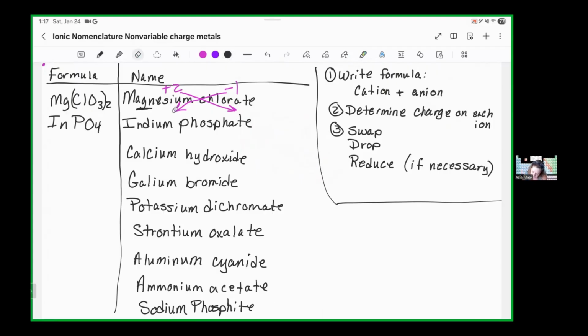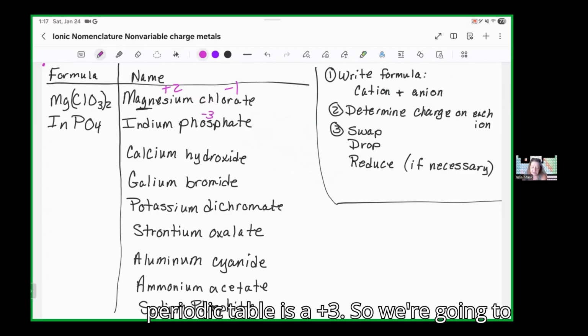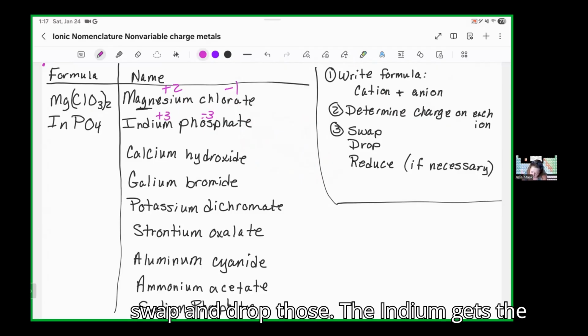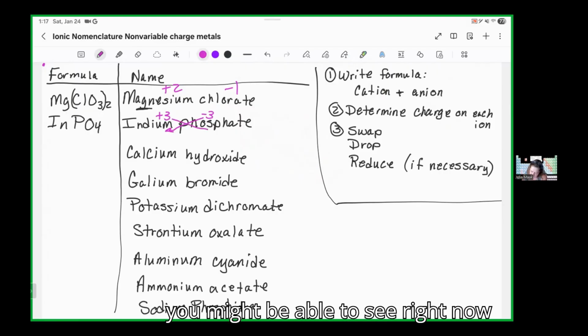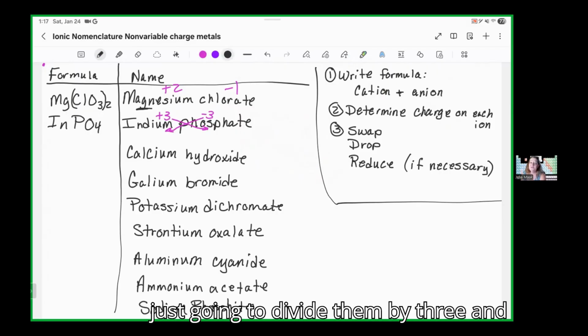And we know he's a -3. And indium on the periodic table is a +3. So we're going to swap and drop those. The indium gets a 3, the phosphate gets a 3. Well, you might be able to see right now they're both divisible by 3.